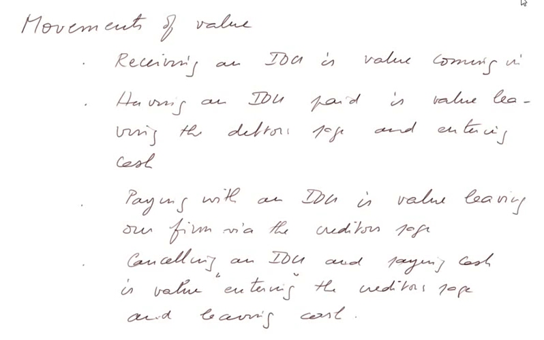So let's see the movements of value that we have been recording. Receiving an IOU is value coming into the firm. Having an IOU paid is value leaving the debtors page, and cash entering the cash page. Paying with an IOU is value leaving our firm via the creditors page, and cancelling an IOU that we owe to somebody else and paying cash is value entering the creditors page to cancel the IOU and leaving the cash page.